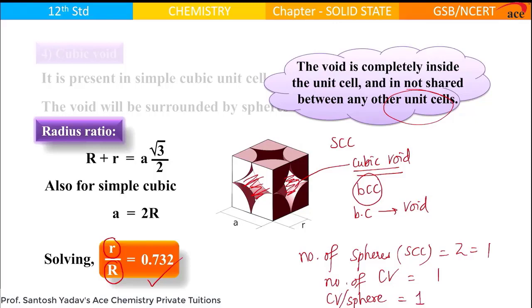So, what is the position of cubic void? Cubic void is at the body center of SCC, that is 1. Then how many cubic voids are present per sphere? Answer is 1. For simple SCC, how many spheres make up the SCC unit cell? 1. How many cubic voids are present? 1. So, the number of cubic voids per sphere is 1.